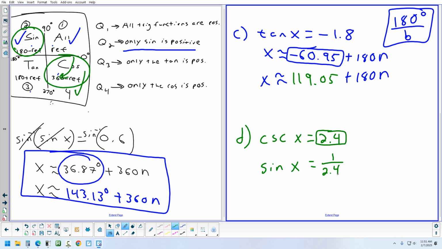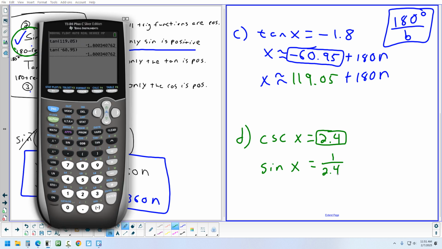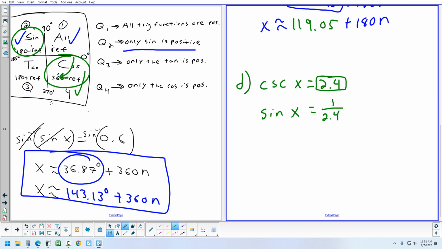Okay. Now, what would I type in on my calculator to get my first answer? The inverse sine. Inverse sine, yep. 1 over 2.4. There you go. That's your first answer. 24.62. And how often is that answer going to repeat?